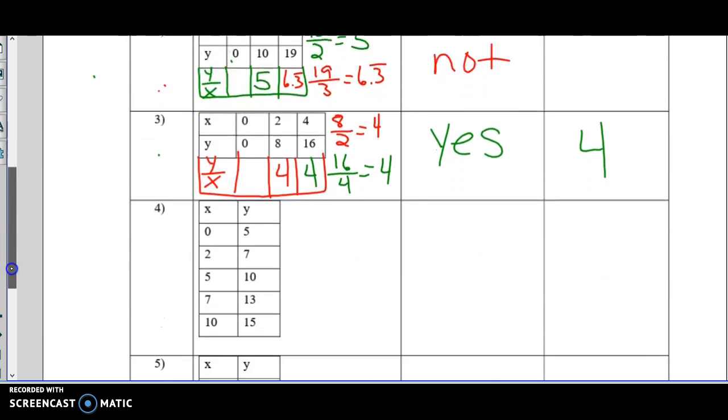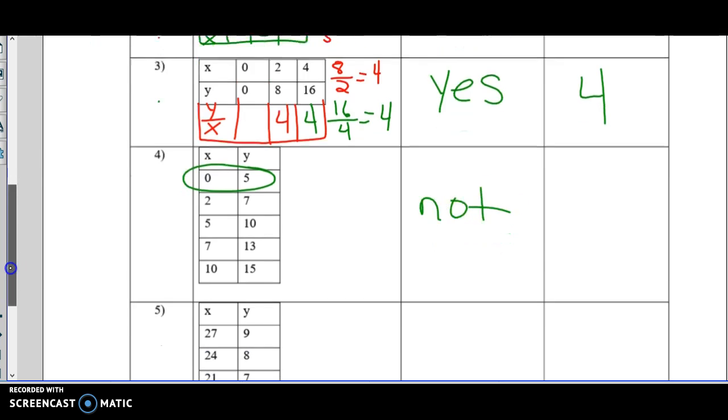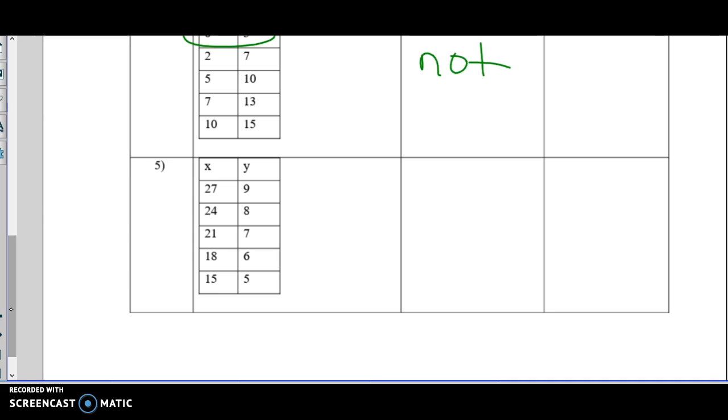Now let's try this next table. This time I have a vertical table. I can just look at this one and tell it's not proportional. I don't even have to calculate the unit rate because when X is 0, Y is 5, and it should have been 0, 0. Therefore, it is not proportional. And our last example, example 5. I don't have an X value of 0, so I just need to move to the next requirement and do Y divided by X.